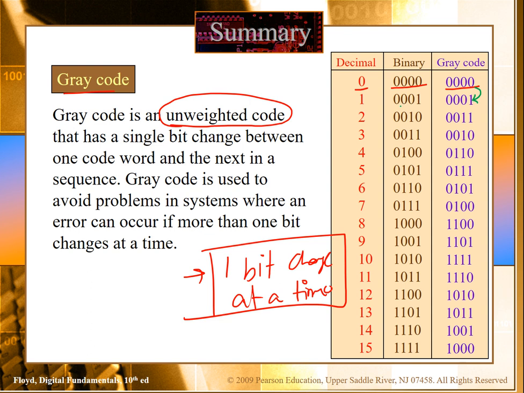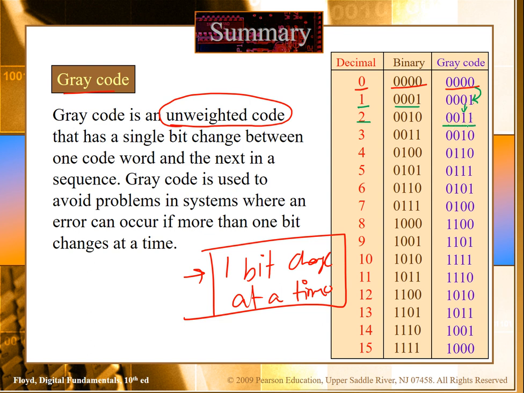We know that in binary we write this as decimal 1 in a 4-bit system. Now for decimal 2, since this is decimal 1, we make only one change in the bit. So this 1 has been changed, and now we just change this bit to 1. We are just making 1 bit change at a time, so this is decimal 2 in the gray code.